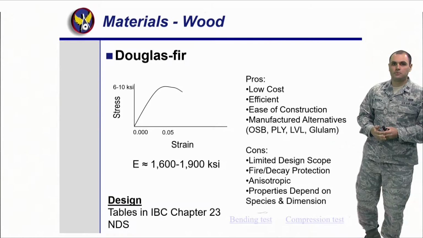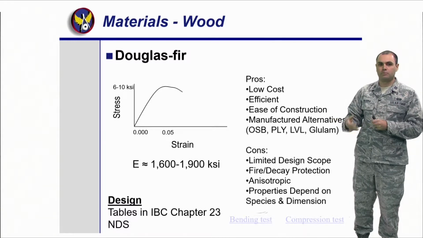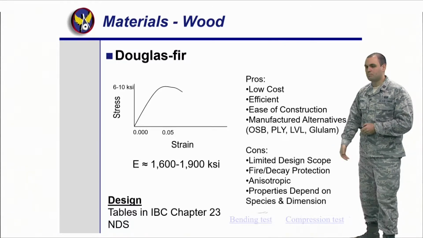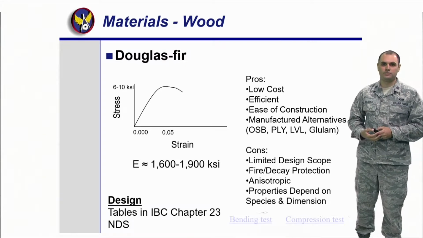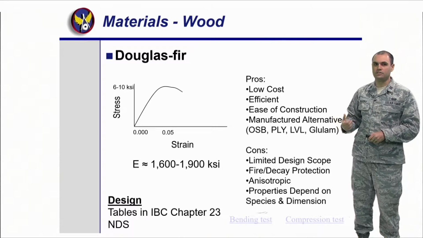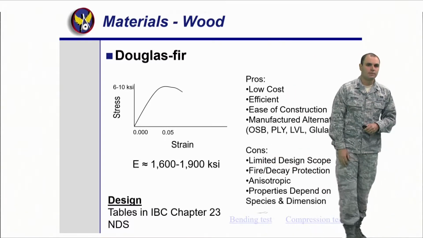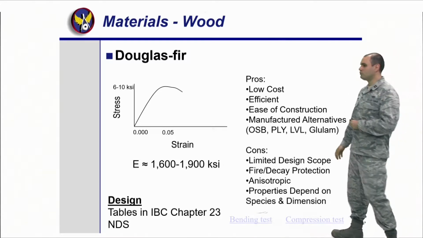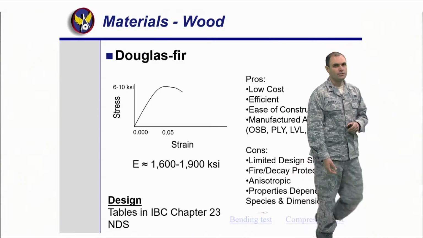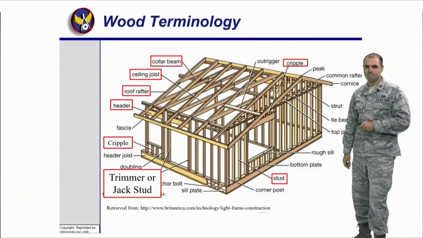Anisotropic is the behavior: depending on how you cut it, it has a different behavior. That's where the grain direction comes into play. And finally, like I said, properties depend on species and dimension. But one of the big reasons we still use wood a lot today is that it's very easy to build. There are tables in the IBC, Chapter 23, International Building Code, but there's also the NDS, the National Design Specification for Wood Construction. They're the ones that help you know how to design with wood.